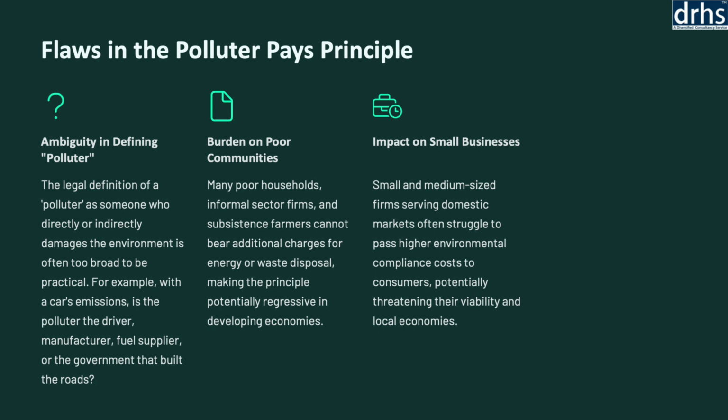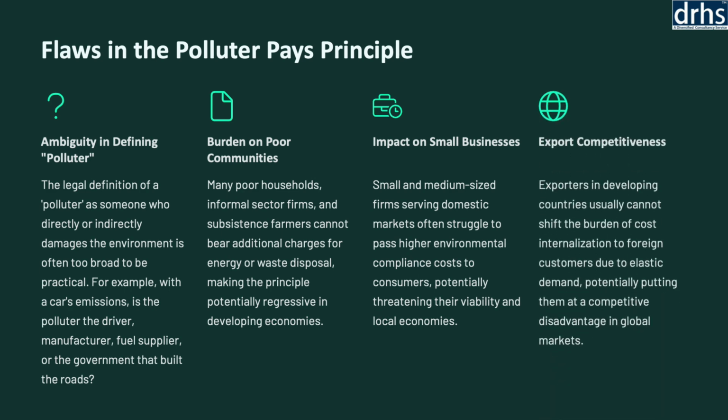Next is related to the impact on small businesses. Small and medium-sized businesses, SMEs, often operate with limited financial and technical resources. Stringent enforcement of the polluter-pay principle can impose substantial compliance costs on these businesses, potentially hindering their growth or leading to closure. This underscores the necessity for a balanced approach that supports environmental objectives while accommodating the constraints of smaller enterprises.